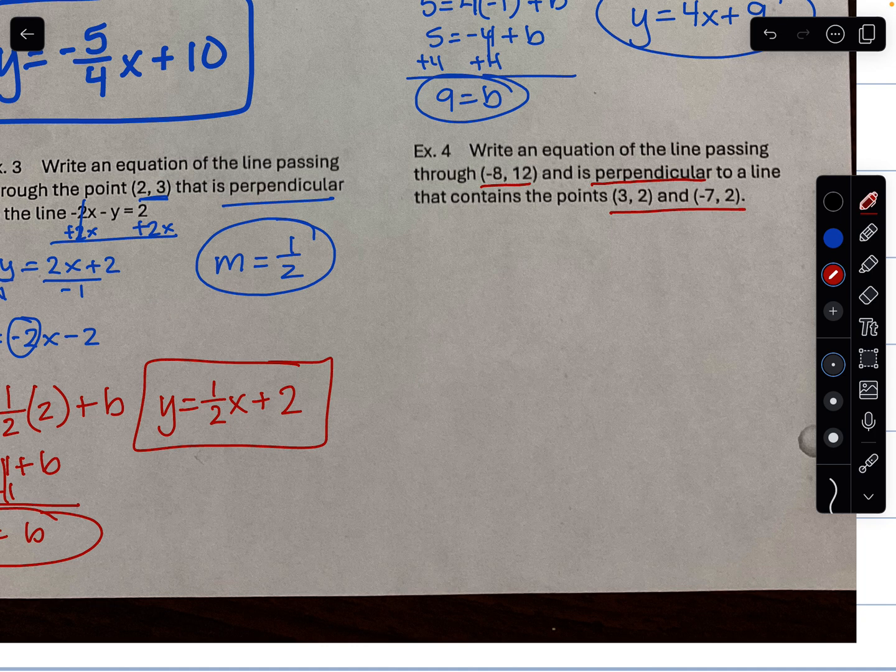Would it be 2 minus 2 and then negative 7 minus 3? Okay, what's 2 minus 2? Negative 7 minus 3? Negative 10. Okay, so what's my slope here? 0, right? What type of line has a slope of 0? Horizontal. Remember we use HOY, H-O-Y? So, horizontal line.